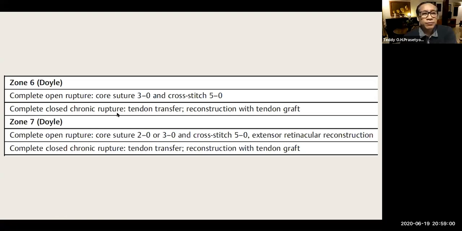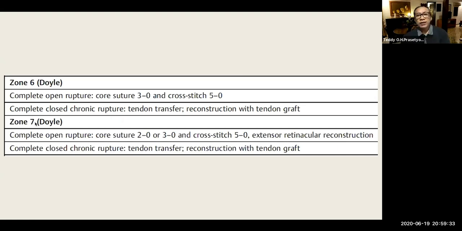Complete closed chronic rupture, you may consider tendon transfer because this is much more complicated, right? And also you may consider tendon graft because it comes as chronic. Then, you know, it's not obvious for you to just cut the poor quality of the tissue, then you may end up with a gap. Then you may consider graft. Or you can just apply the principle of tendon transfer later on in the more advanced discussion.